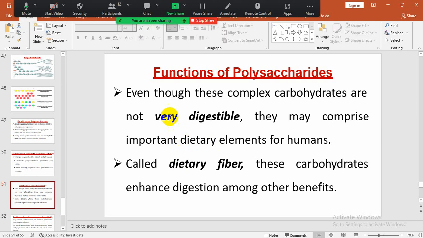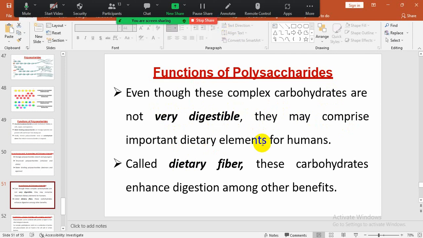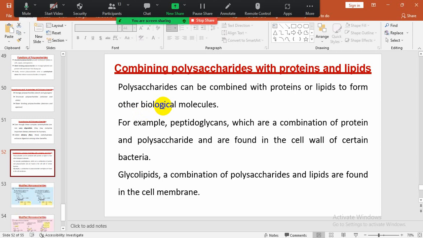Functions of polysaccharides. Even though these complex carbohydrates are not very digestible, they may comprise important dietary elements for humans. They are called dietary fibers. These carbohydrates enhance digestion among other benefits. So you go and read on this. Okay, this is very important.